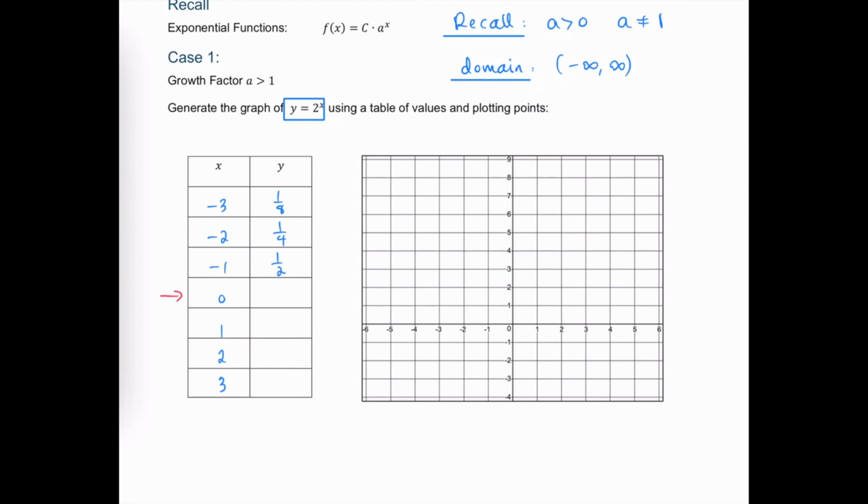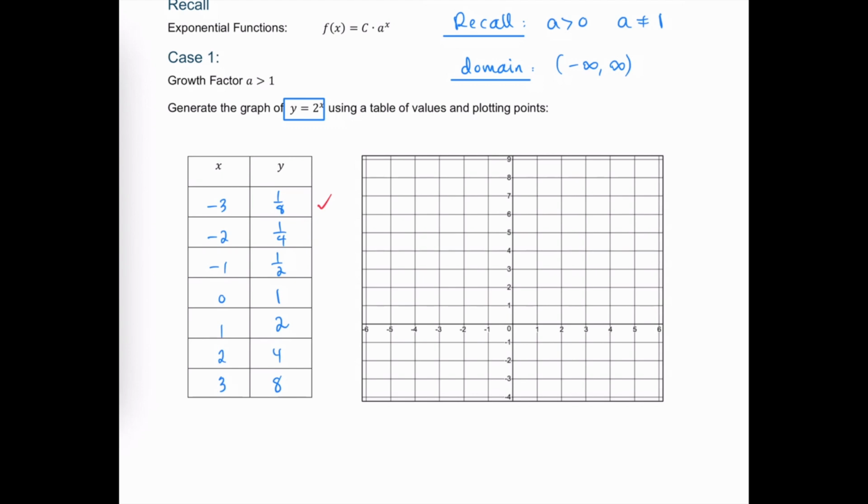When we plug in x is equal to 0, we get 2 to the 0, which is just 1. When we plug in x is equal to 1, we get 2 to the first power, which is 2. Plugging in x is equal to 2, we get 2 squared, which is 4. And plugging in x is equal to 3, we get 2 cubed, which is 8. So let's plot each of these ordered pairs.